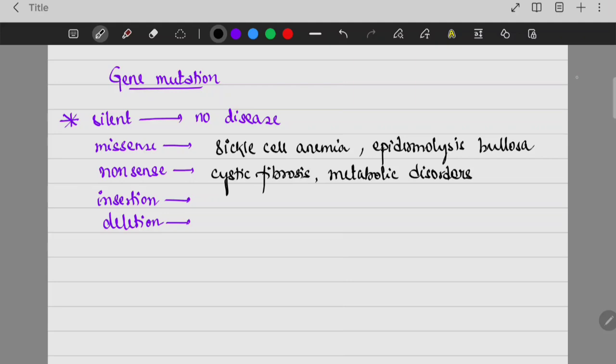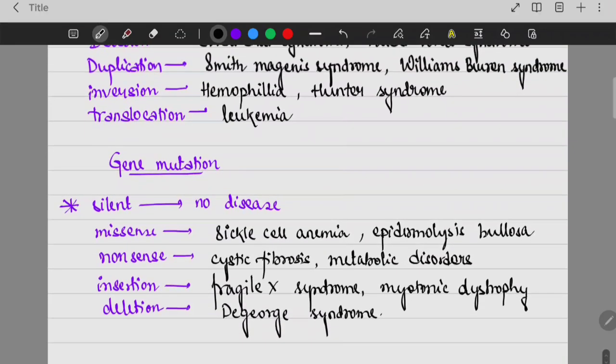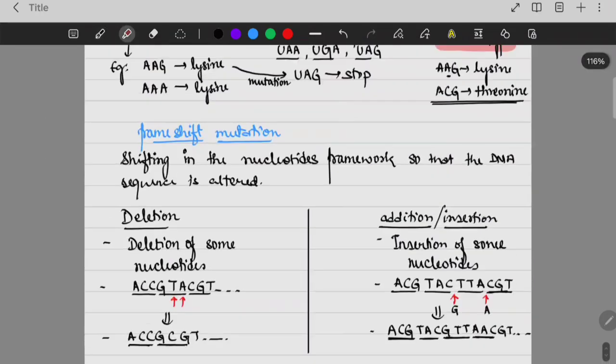Under insertion, some examples are Fragile X syndrome or myotonic dystrophy. And under deletion, there are some examples like DiGeorge syndrome. So these are the main points. You should mark these important points.